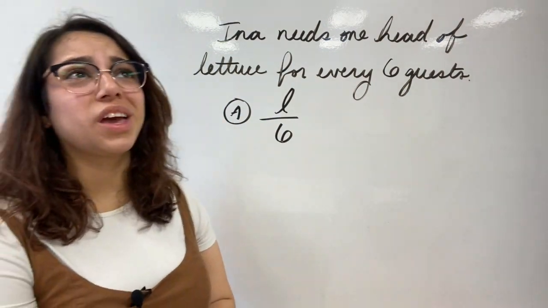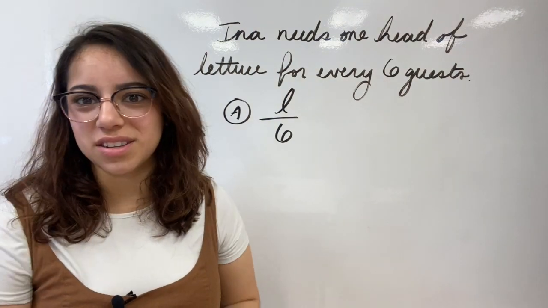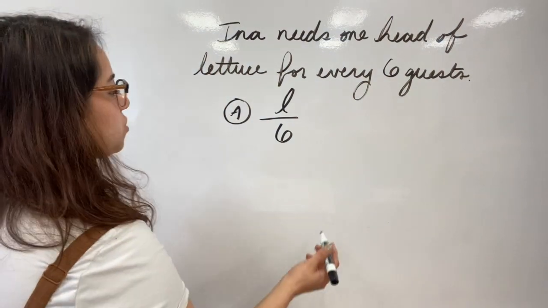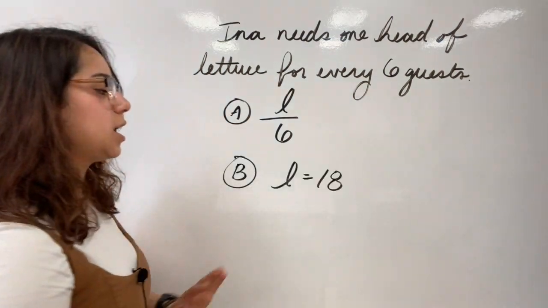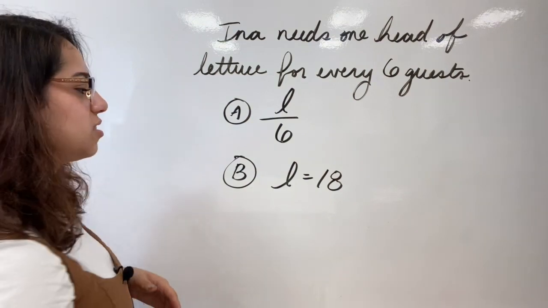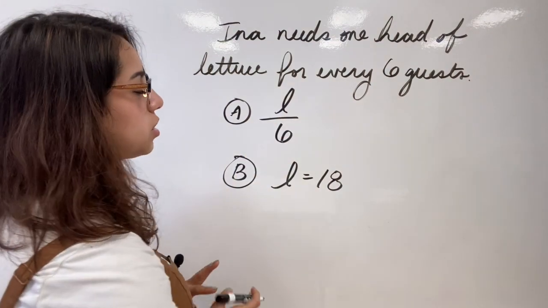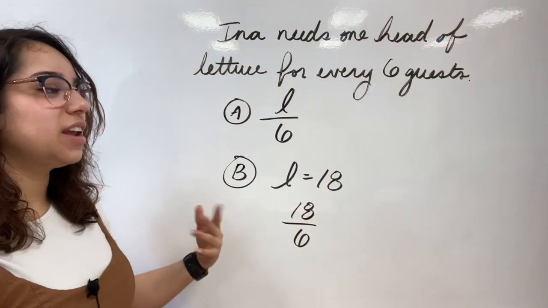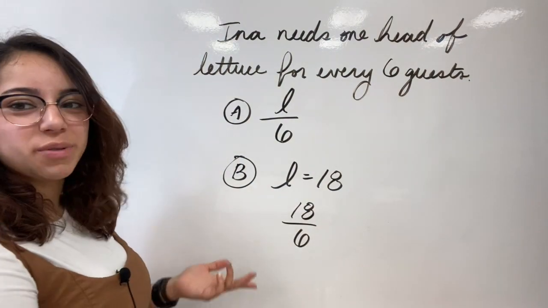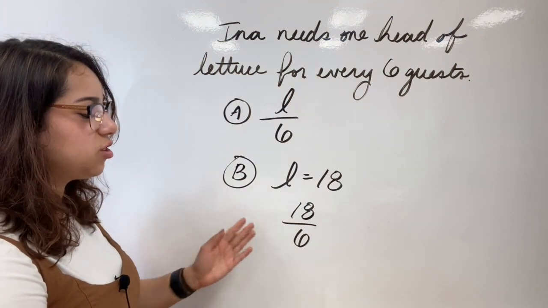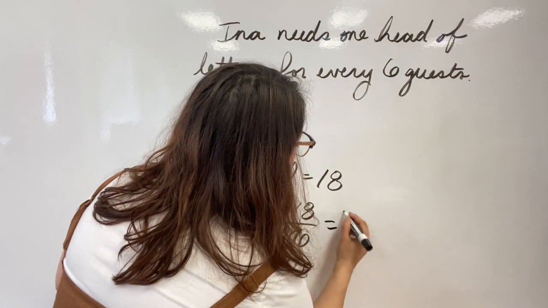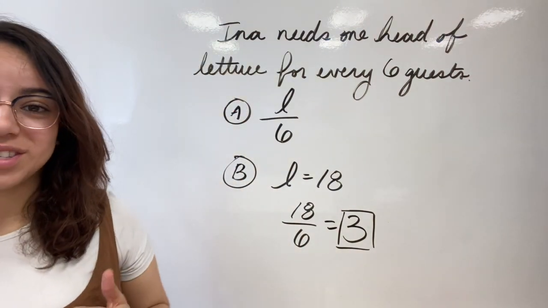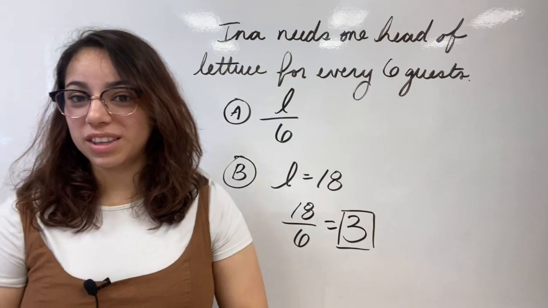Now, let's assume that Ina's gonna have 18 guests. So now I have 18 guests. So now I can plug it into the expression. There it is. And now, just solve. 18 divided by 6 gives us 3. So, Ina's going to need 3 packages of lettuce.